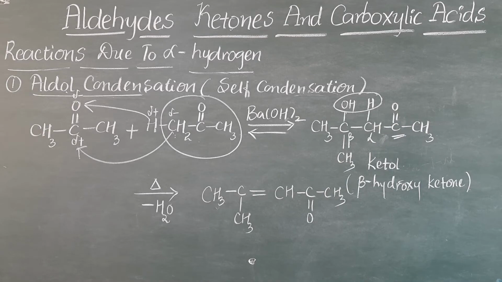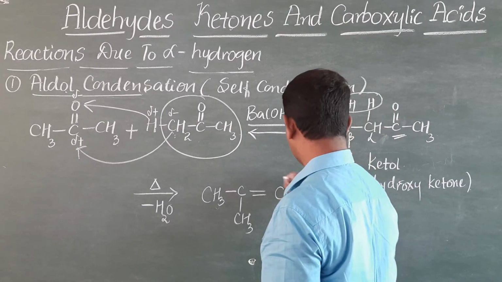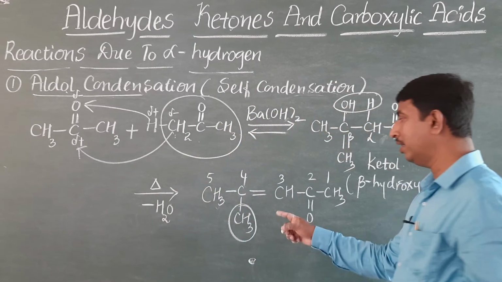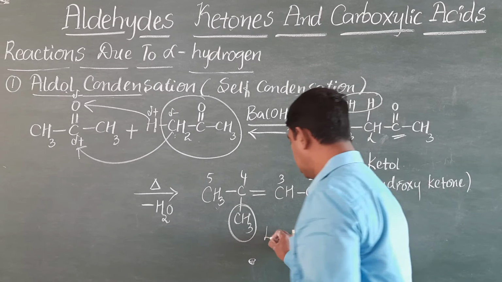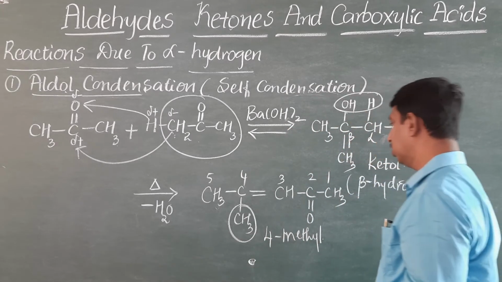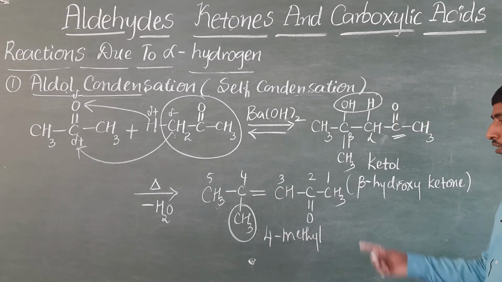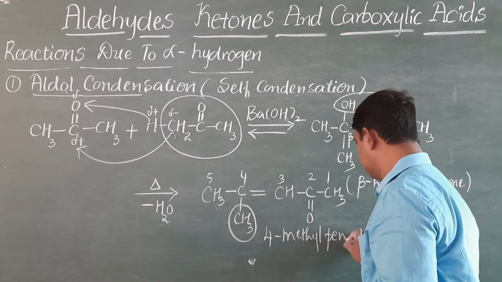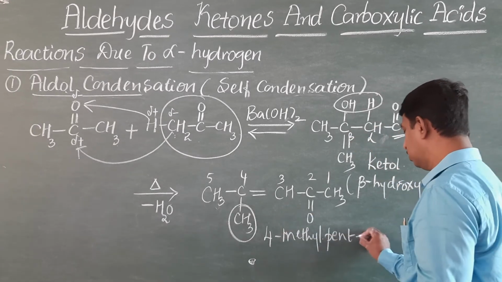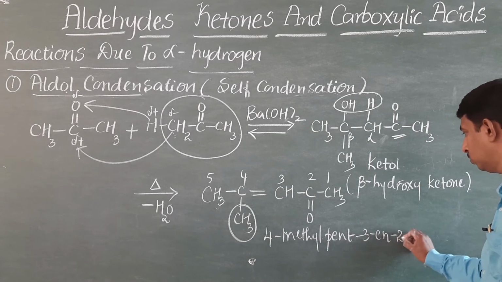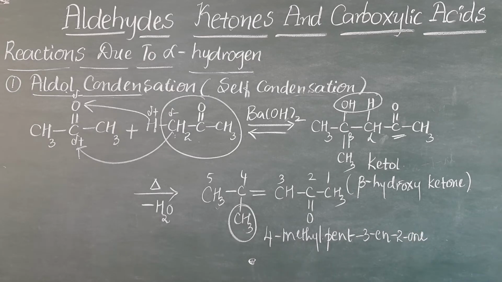We can name this compound. This is carbon number 1, second one, third one, fourth one, fifth one. The fourth carbon atom contains one substituent group, that is 4-methyl. So prefix over, write the root word. Total number of carbon atoms is 5. It is pent. There is a double bond: 3-en, 2-one. 4-methylpent-3-en-2-one.